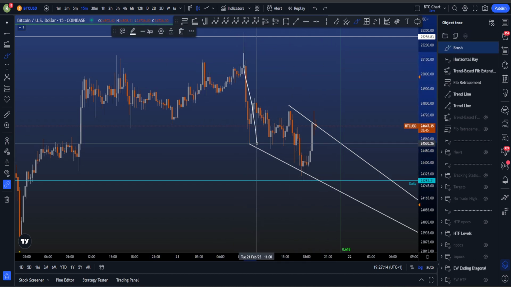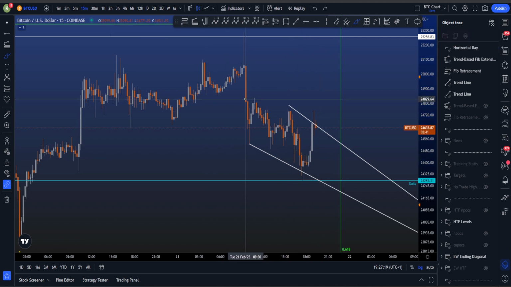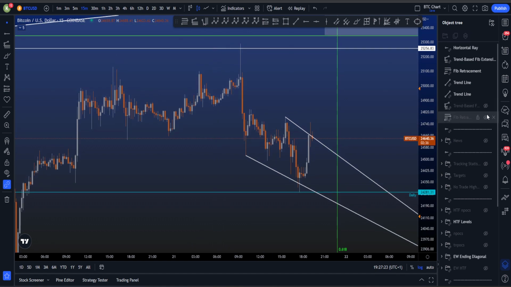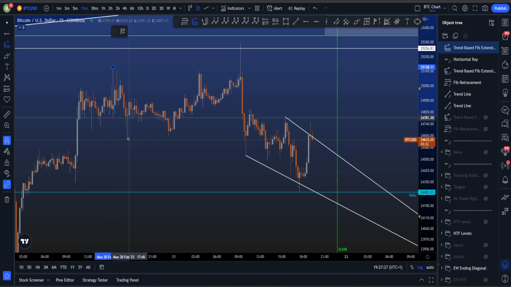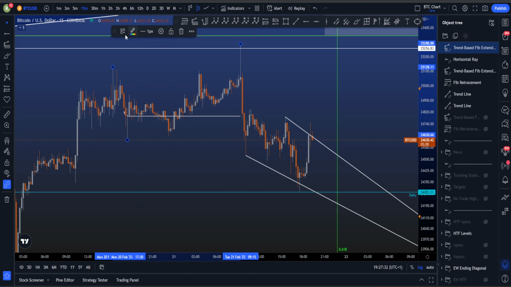So this might be then a 1, 2, 3, 4, 5, something like an ending diagonal type of wave C. That's at least what I am looking for. And when I look at the targets, we go from the high of A to the start of A to the low of A to the high of B.